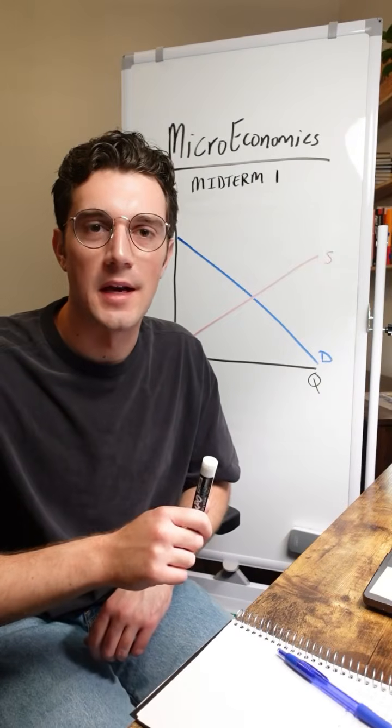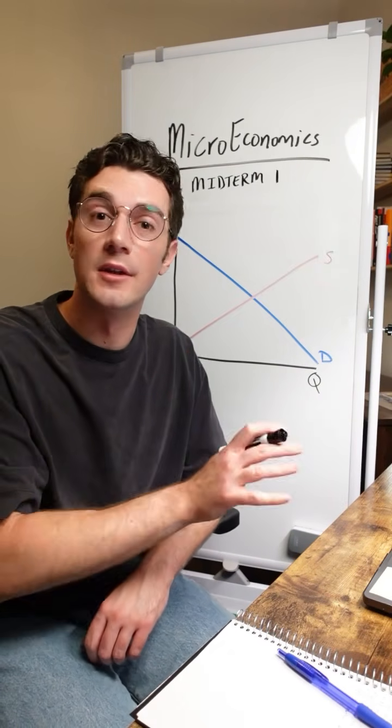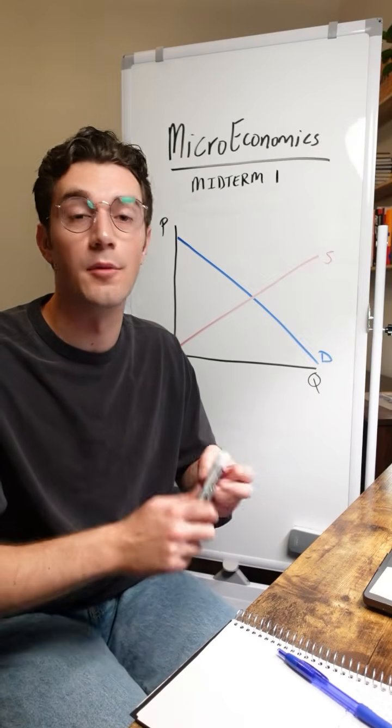If you're in your first microeconomics class, there's 3 ways that you need to know how to find equilibrium for your first midterm: on a graph, in a table, and by equations.